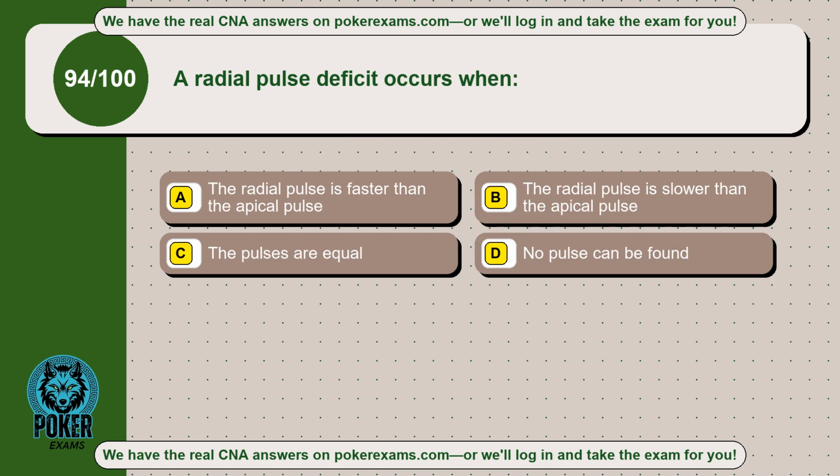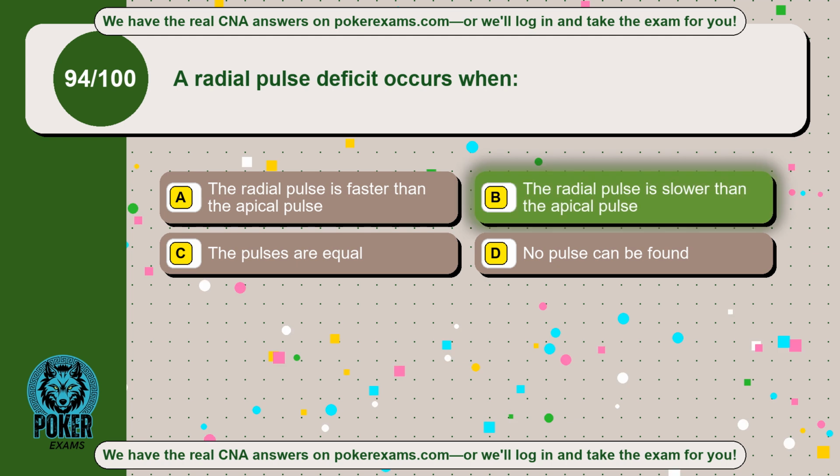Question 94. A radial pulse deficit occurs when: Option A. The radial pulse is faster than the apical pulse. Option B. The radial pulse is slower than the apical pulse. Option C. The pulses are equal. Option D. No pulse can be found. The correct answer is option B.